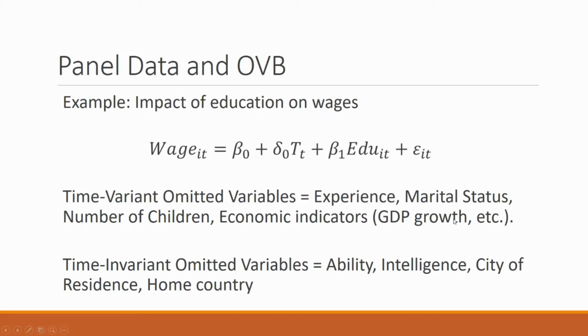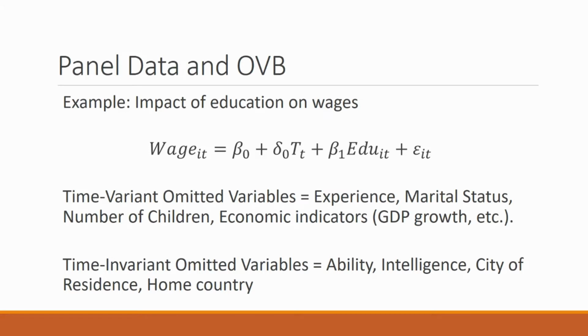Okay, marital status. Marital status might change across time. Obviously, it changes between people. Some people are married, some people are not. But it also can change across time. Single people can get married. Married people can get divorced. So marital status can change across time. It's time variant. The number of children can also vary across time. As you go from 2015 to 2018, people can have more children. And so the number of children that someone has varies across time.